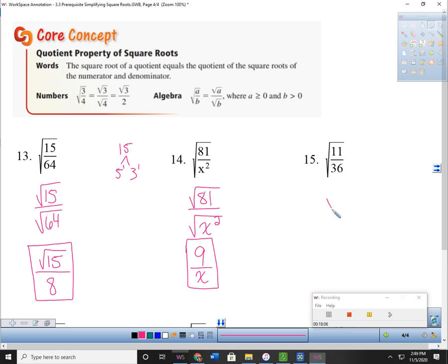So on 15, I square root the 11. 11 is what kind of number? It's prime, right? I can't split that. So it's going to stay the square root of 11, but the square root of 36 is 6.